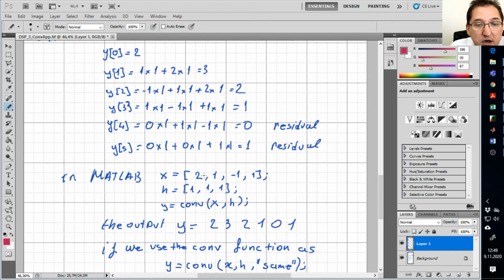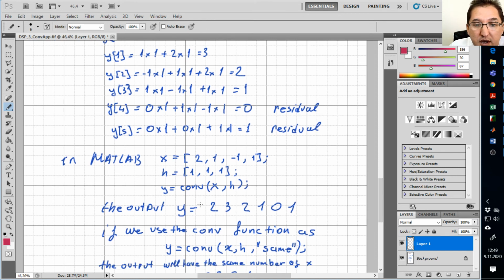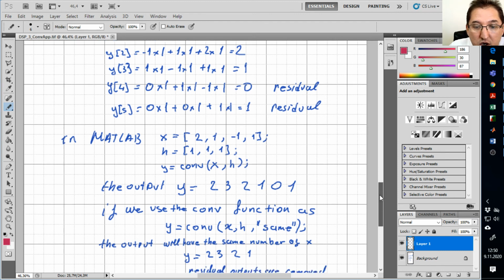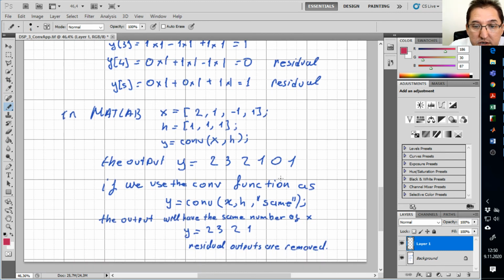In MATLAB, we write this code: x in square brackets, h in square brackets, 1 1 1. The convolution code is conv(x,h). That's all. The output will be this. As you can see, here we have two more residual outputs. Sometimes we don't need to see these outputs, so we write the code like this, with the same option in double quotes, and we don't see the residual outputs.